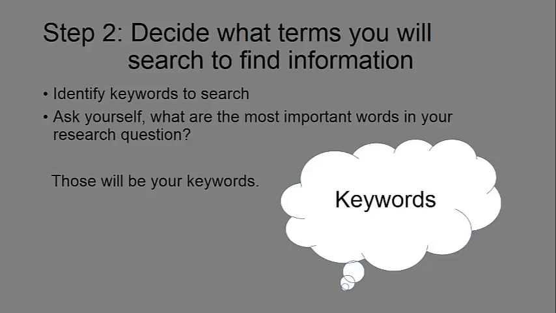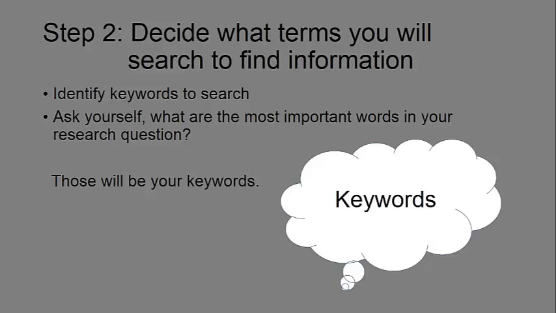The next step you need to complete is deciding what terms you will search to find information. You need to remember that searching an academic database, like Kentucky Virtual Library, is different than searching in Google. When using Google, for instance, you might type in your entire research question and get results. However, that will not work in a database.